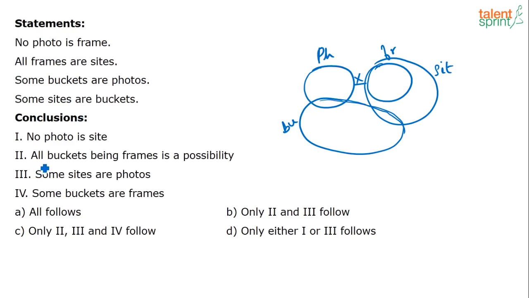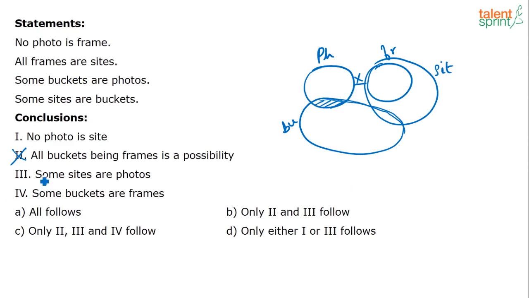All buckets being frames is a possibility. Can all buckets be frames? No, it cannot be. Why? Because see here, some buckets are photos, and the buckets which are photos are definitely not frames, because photos and frames are disjoint sets. So all buckets being frames is not a possibility. Let me explain once again. All the buckets which are photos are definitely not frames. So conclusion 2 does not follow.